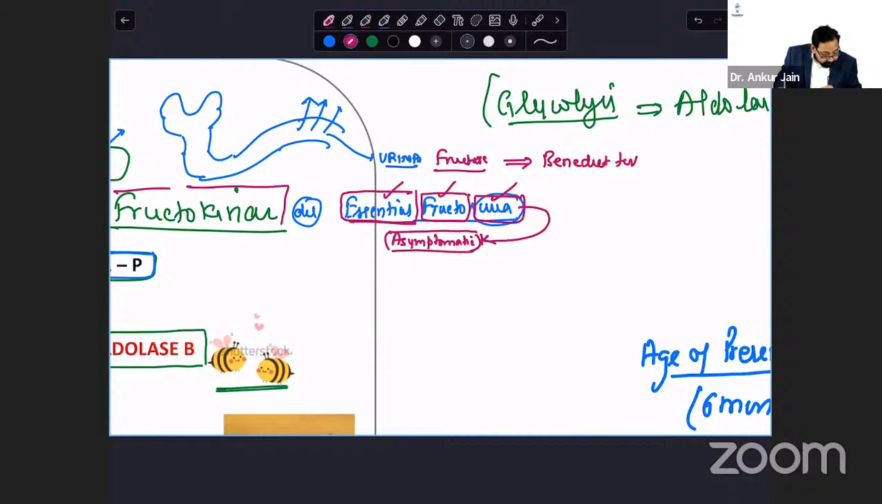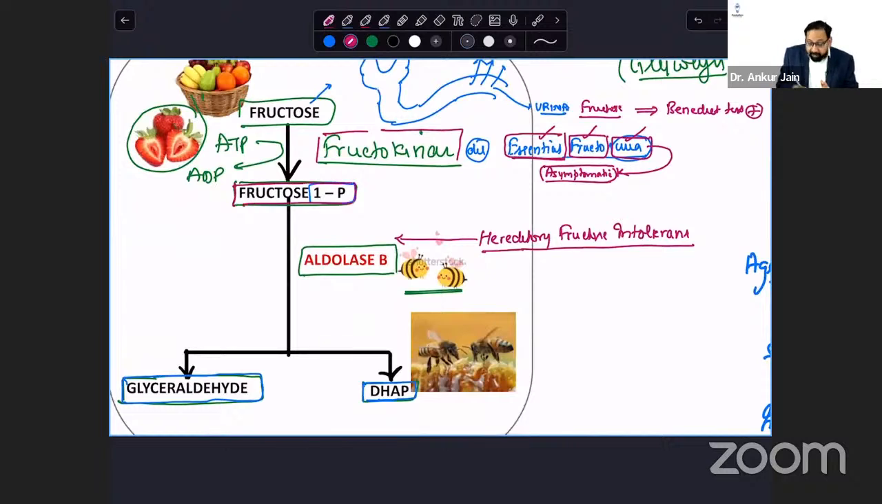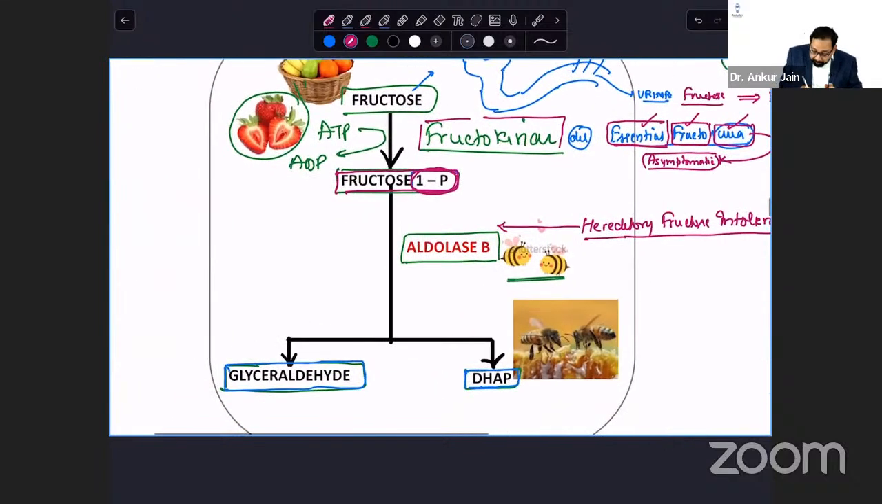Clear? Now, second, aldolase B deficiency, that is hereditary fructose intolerance. In this, aldolase B is deficient. When aldolase B is deficient, fructose 1 phosphate will accumulate. The same concept as in classical galactosemia. All the phosphate of the cell will be sequestered here. Means fructose will take all the phosphate. Inorganic phosphate in the cell would be decreased.